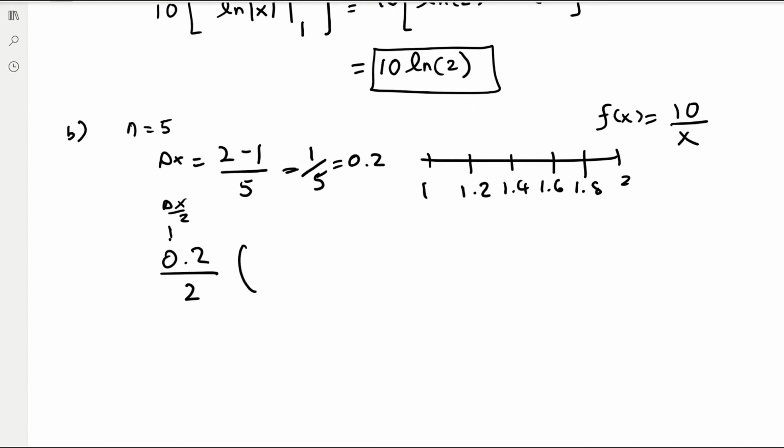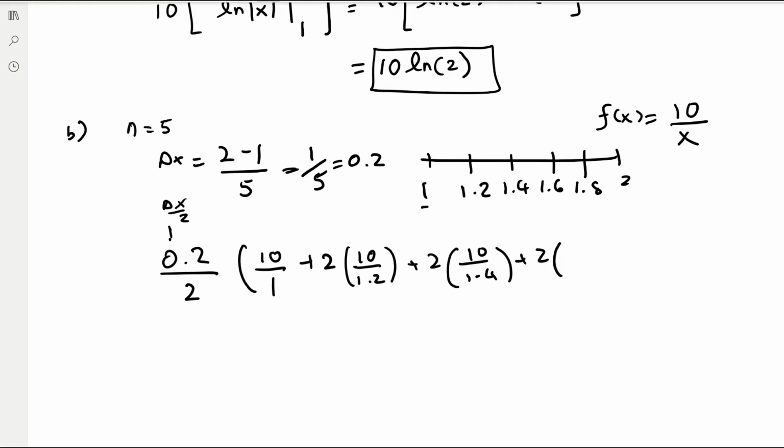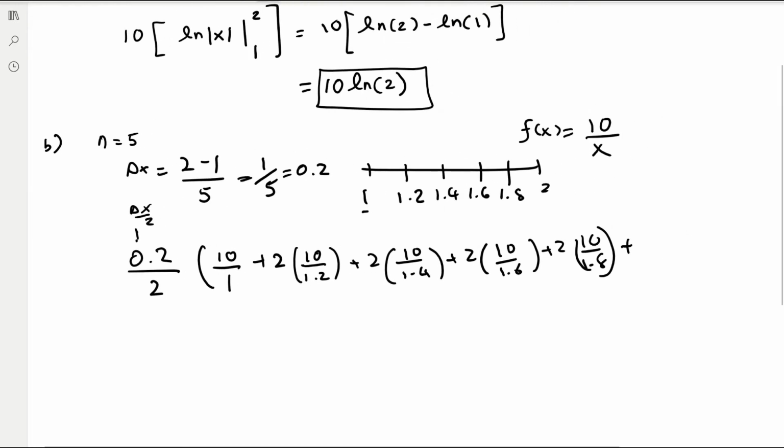So it's 10 over x. Here it's going to be 10 over 1. You plug in 1. Now, remember in the trapezoidal rule, you multiply the middle values by 2. So 2 times 10 over 1.2, plus 2 times 10 over 1.4, plus 2 times 10 over 1.6, plus 2 times 10 over 1.8. And the final one, you don't multiply by 2, and it's 10 over 2. That's all you have to do. Check where you made your mistake in that problem. The answer that I got is 6.956.